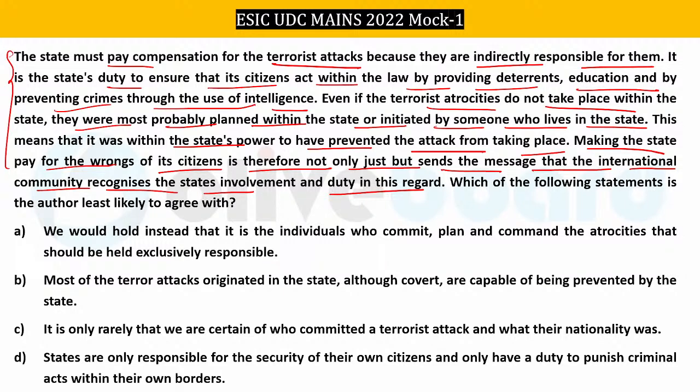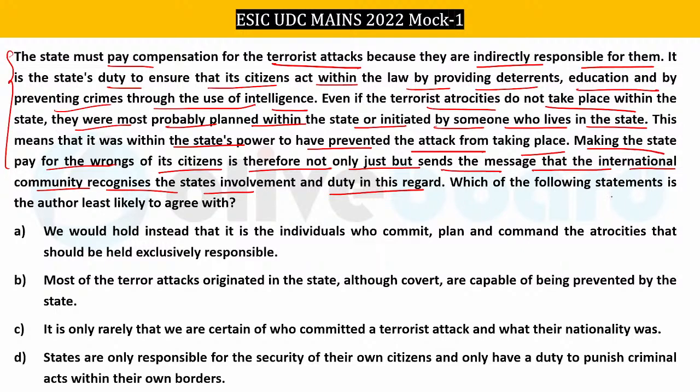And if it is not within the boundary of the state, if it is somewhere outside, and if the planning is done within the state, then also it should have been within the jurisdiction of the state's power, and it could have prevented the attack from happening in that portion of the world, right? So you can see that he is taking the state as the responsible one.